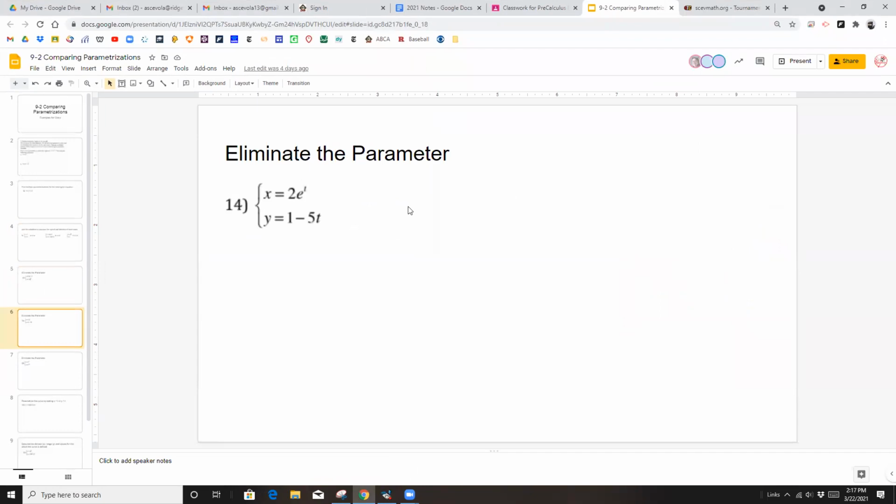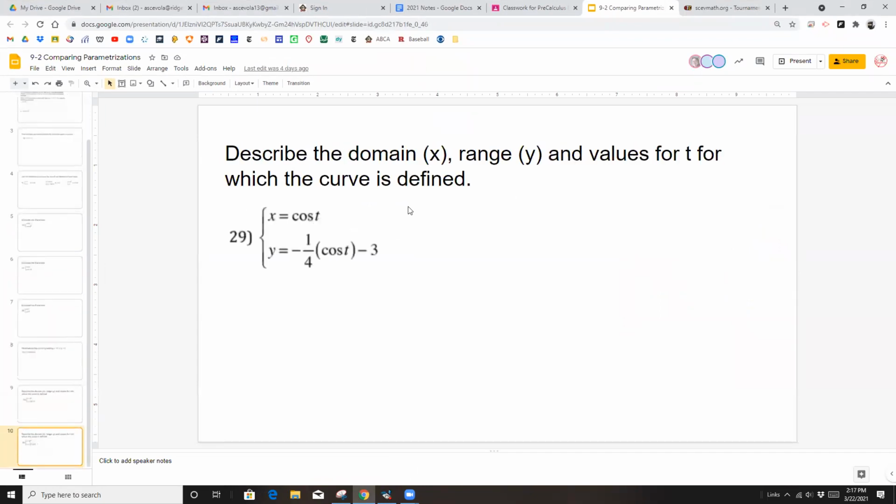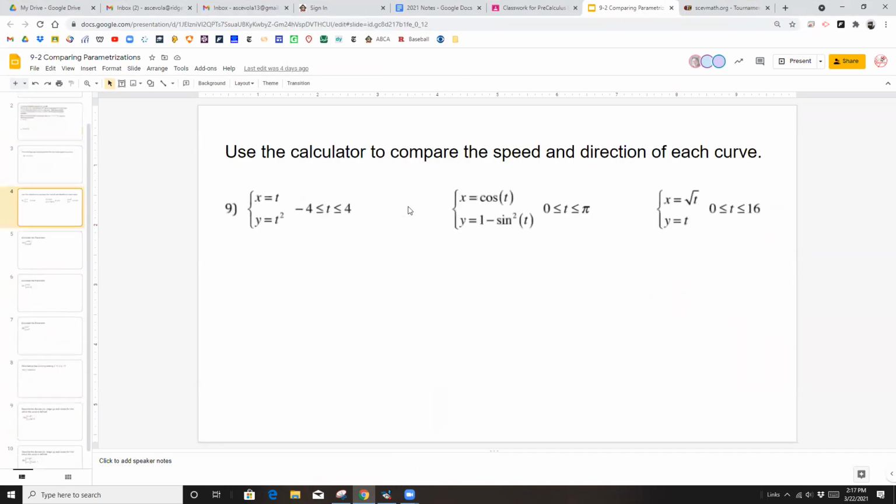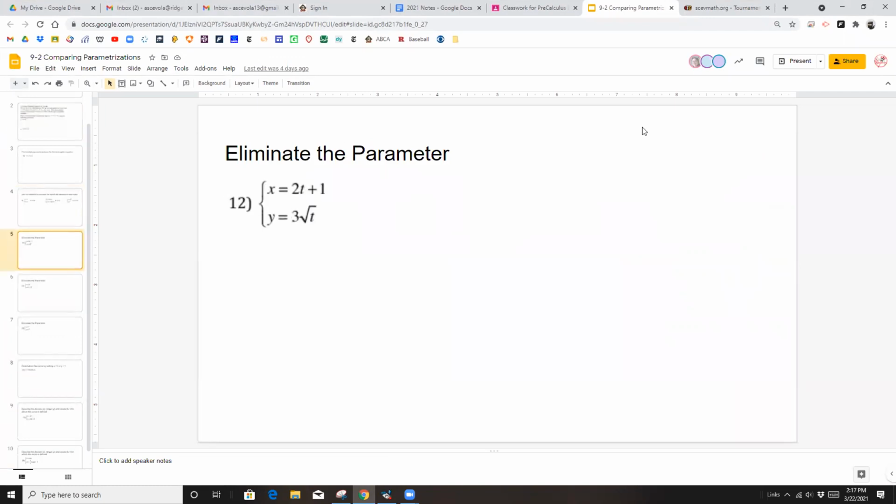All right. Eliminating the parameter. Sorry, I got to hit myself. All right. So let's do that.